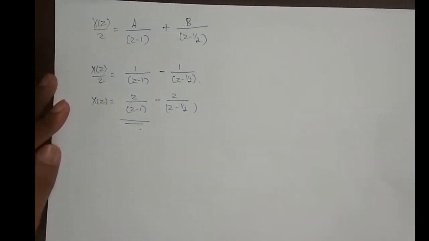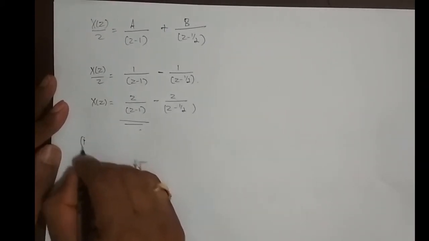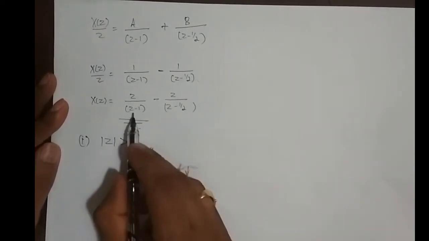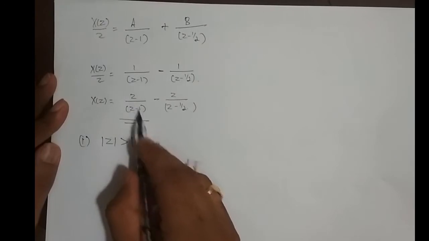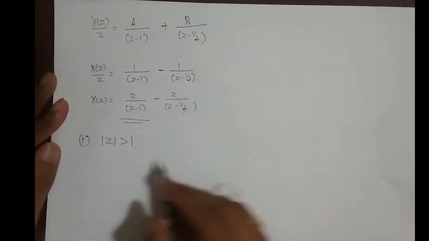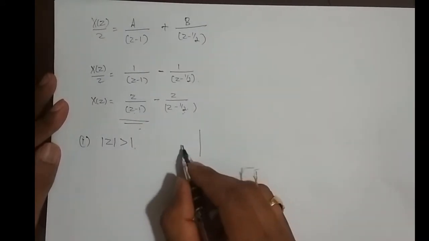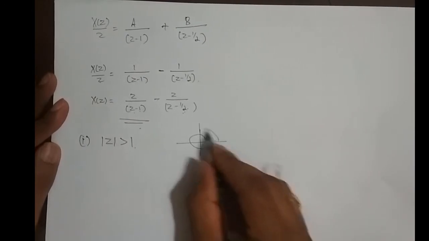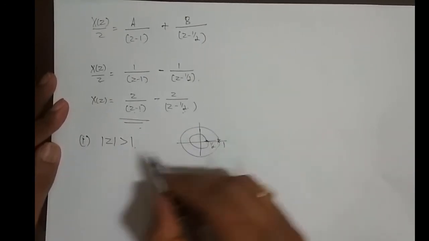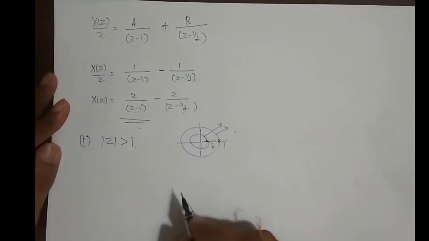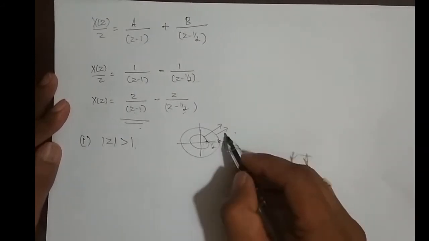Now I have to consider the ROC and find its inverse Z transform. What was the first ROC? The first ROC is magnitude of z greater than 1. So we have two infinite-length sequences here, one with the pole at z = 1 and the other with the pole at z = 1/2. The first ROC is outside the outermost circle. One pole is at 1/2, the other is at 1. So this sequence also has to be outside, so that the intersection of the ROC will be outside the outermost circle.